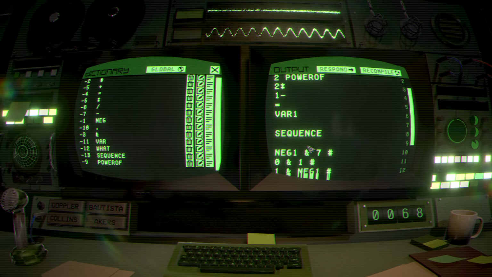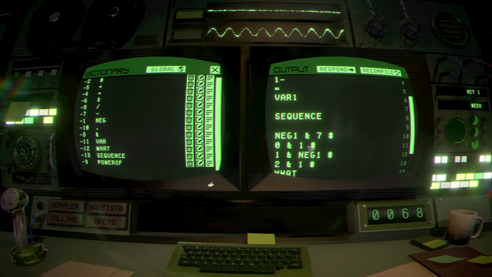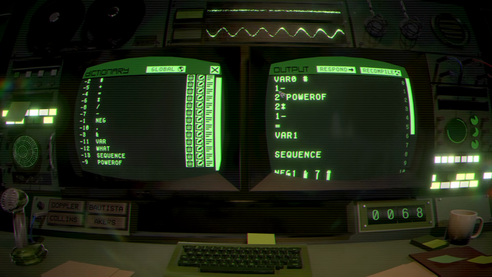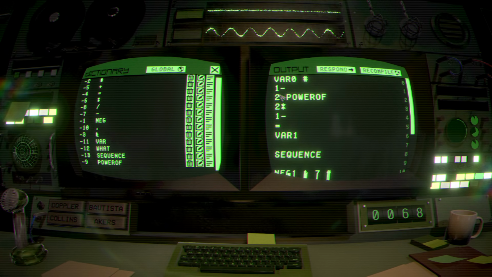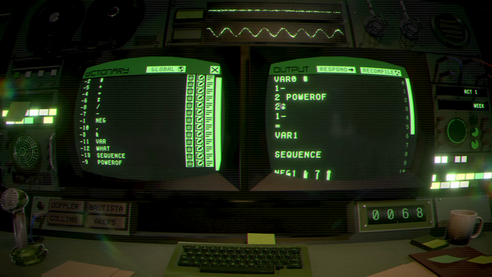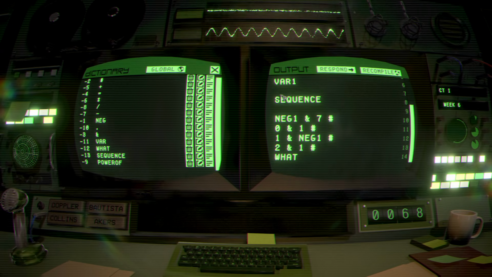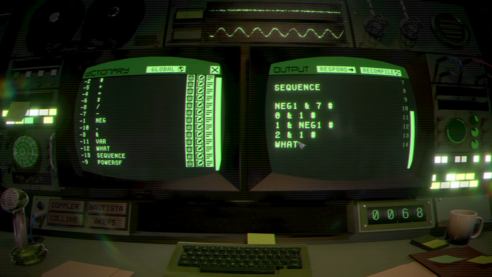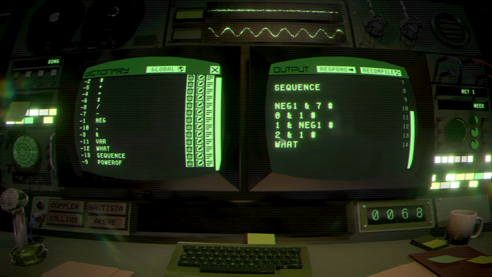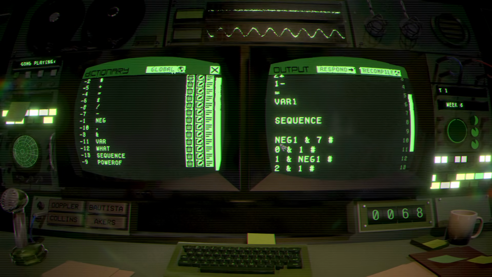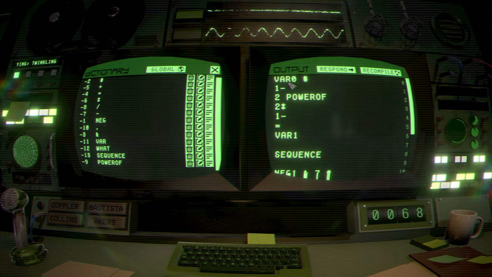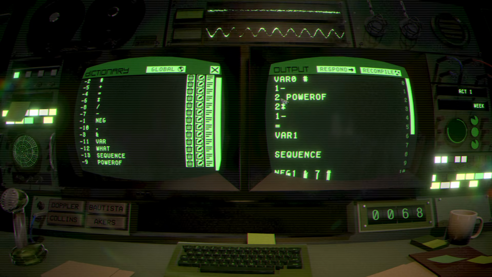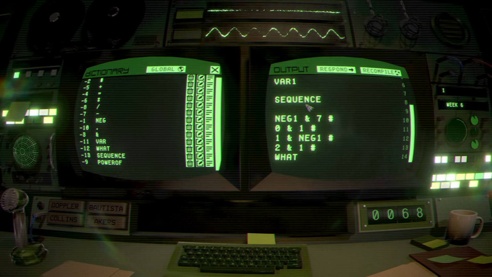Let's think about this. Alright, so negative 1 minus 1 is negative 2. Negative 2 to the power of 2 is 4. Times 2 is 8. Minus 1 is 7. Negative 1 and 7. Okay, so we're doing this the right way. So what are they looking for? So 0, 1, 2. So we're looking for 3. 3 minus 1 is 2. To the power of 2 is 4. Times 2 is 8. Minus 1 is also 7.